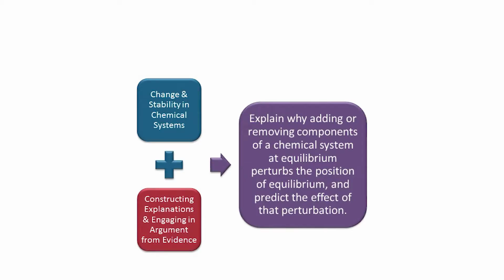And we can combine that with the scientific practice of constructing explanations and engaging in argument from evidence to come up with a learning objective that is related to the Le Chatelier's principle type problems that are pretty typical in general chemistry. Once we throw in the scientific practices, we're going to ask students not only to predict what happens when we perturb a system at equilibrium, but why it happens. So explain why adding or removing components of a chemical system at equilibrium perturbs the position of equilibrium, and then predict the effect of that on the equilibrium.